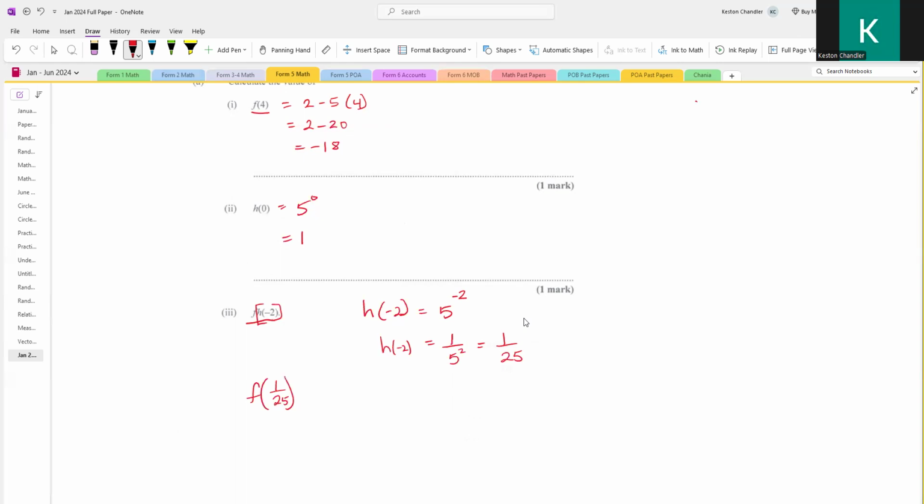Remember we said functions is all about substitution. So wherever I had the x, remember we had the x here before, I am going to replace this x with 1 over 25. So what will I get? We could cancel. 5 will cancel with this, and I'll get 5. I'll get 1 here. So I'll get 2 minus a fifth. And 2 minus a fifth, 2 is like 10 over 5, right?